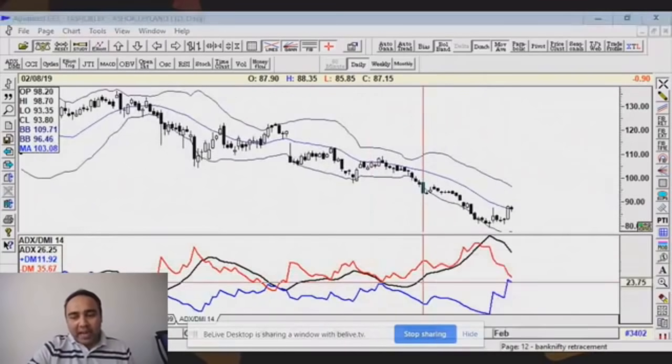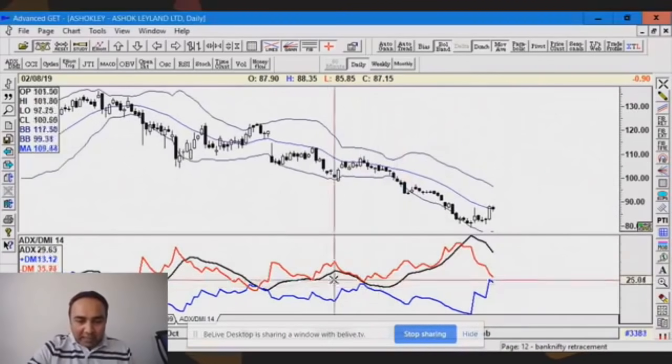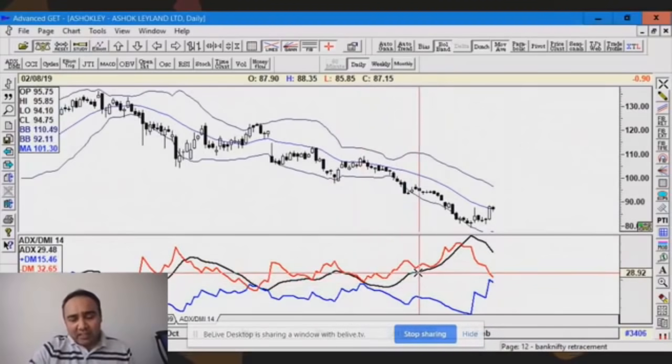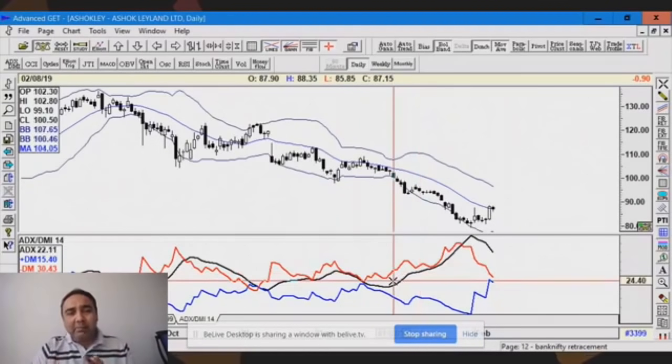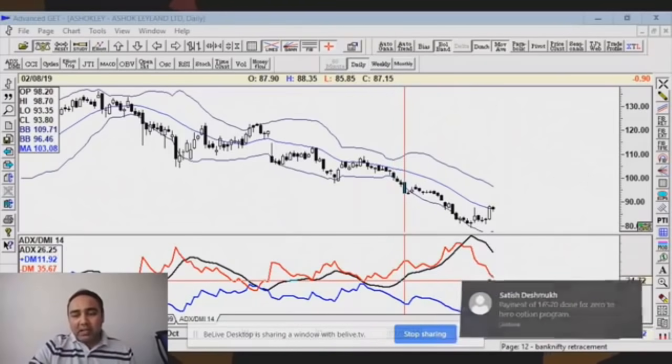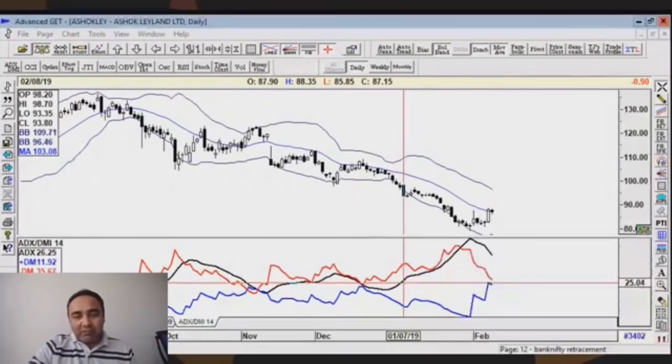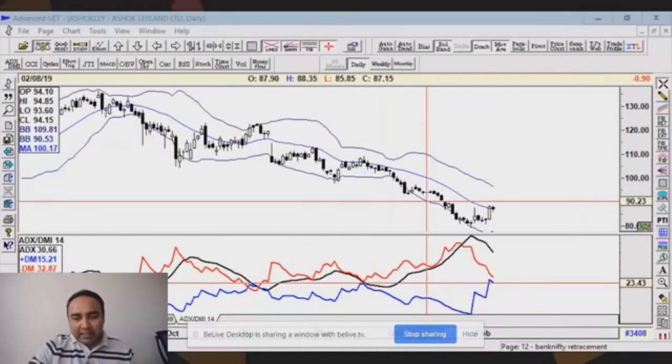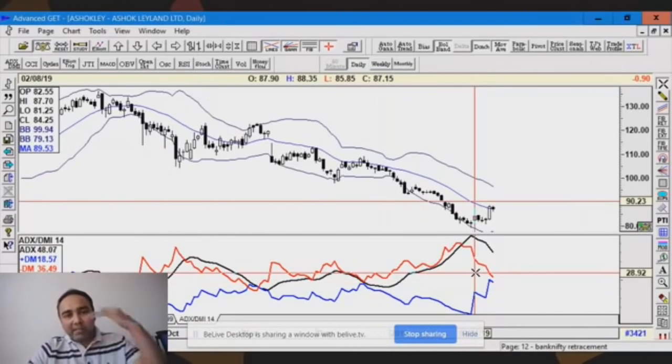And what is the role of ADX? The black line is the ADX, and ADX is basically the difference between the blue and the red. Blue is bullish, red is bearish. The wider apart they are, the stronger the trend.